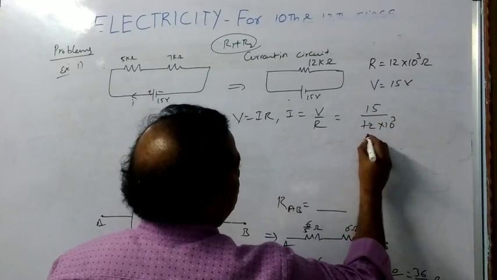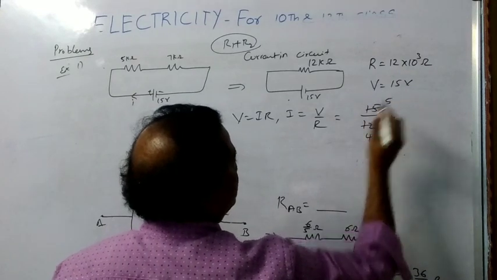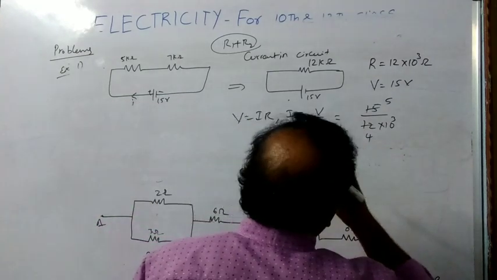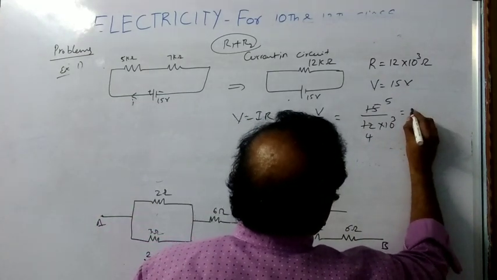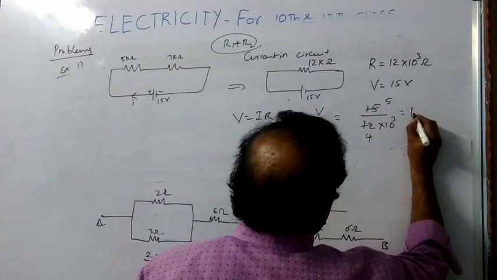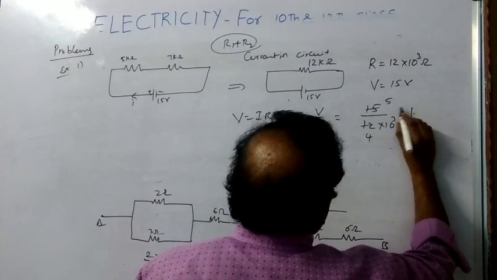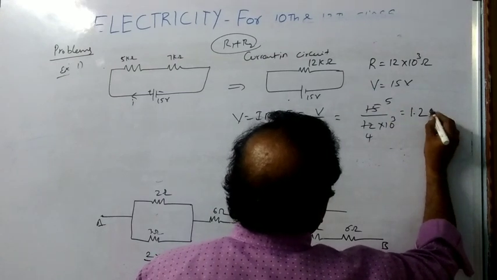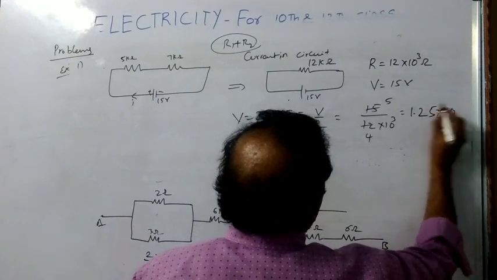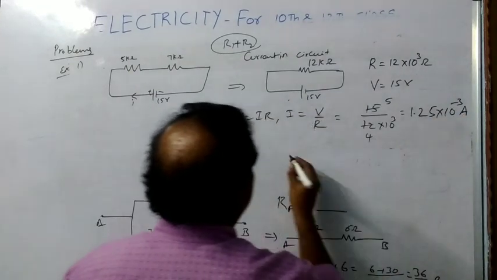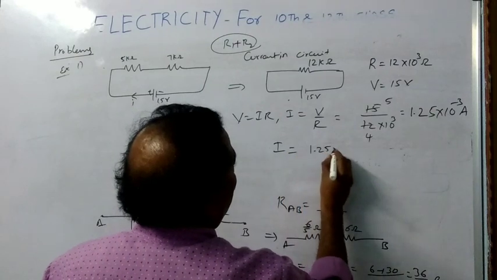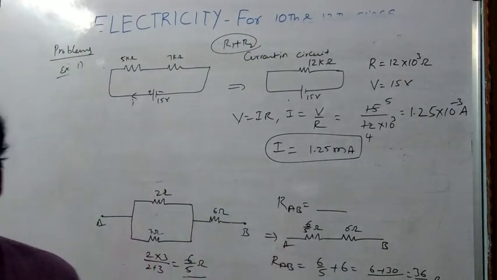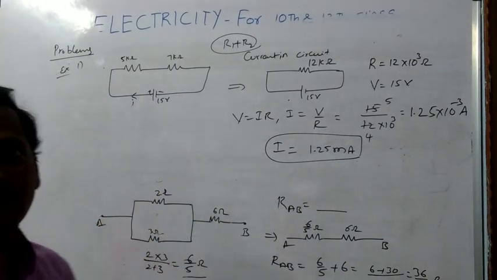So 3 4s are 12, 3 5s are 15. Okay. 5 by 4. 5 by 4 in the sense, how much will it be? 1.25 into 10 power plus 3 becomes minus 3. Current unit is amps. Simply you can say 1.25 milliamps. This is the current in the circuit. So this is the combination of resistors and the potential. Okay.